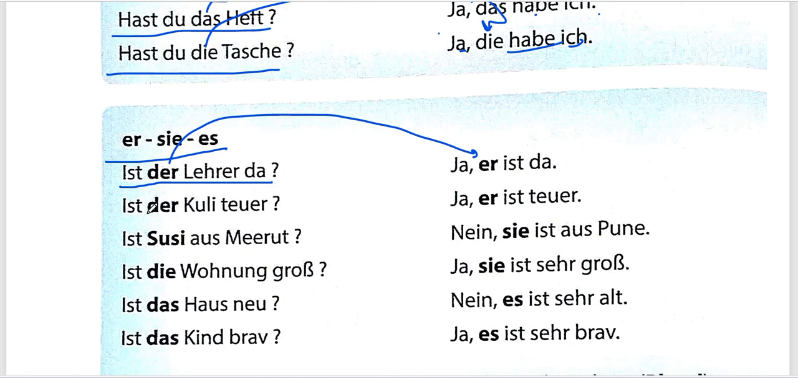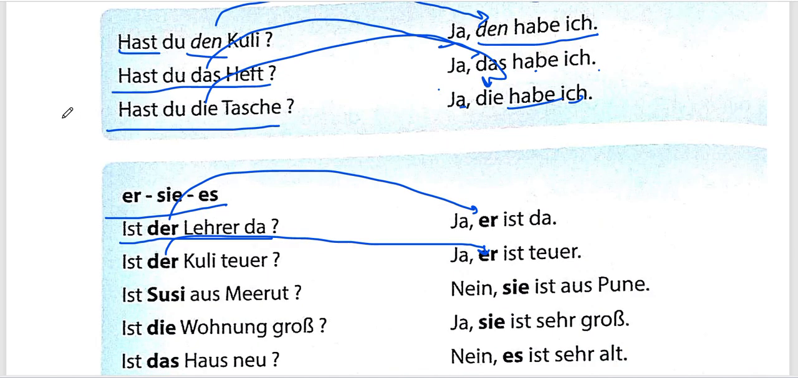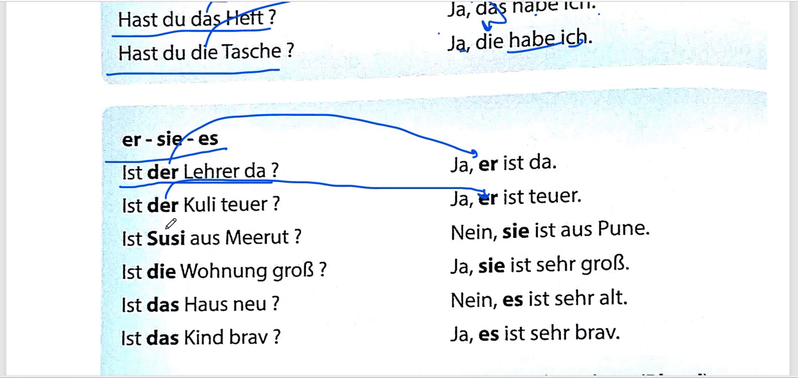"Ist der Kuli teuer?" Is the Kuli, the pen, expensive? Der is for masculine. So "Ja, er ist teuer." Now you'll be confused. Kuli is not a person. Then why are we using er? In German, we can do that. One thing you can do is that whenever the Kuli is with hast, then you write den, and whenever it is with ist, then you write er. Not a rule, but for now, you can do that. We'll be continuing with the rest in the next part, so go ahead and watch that.